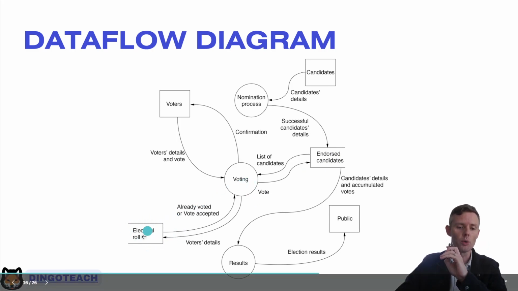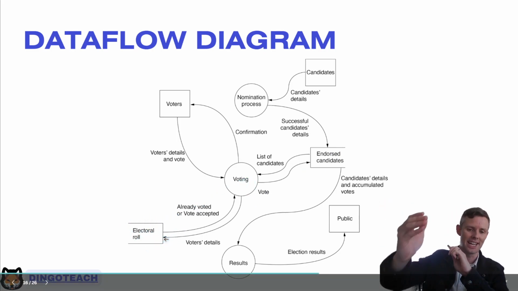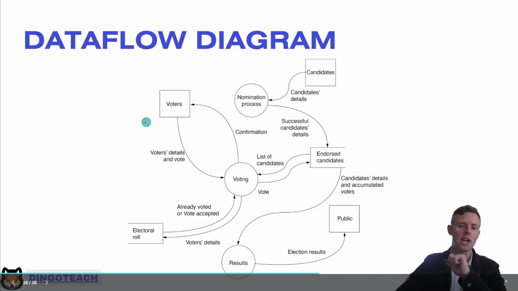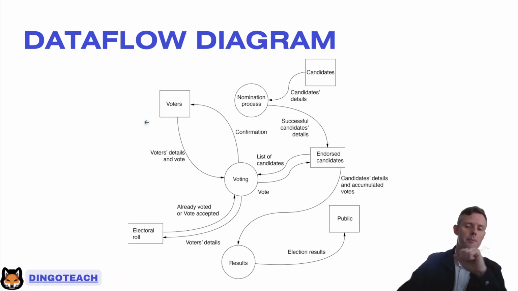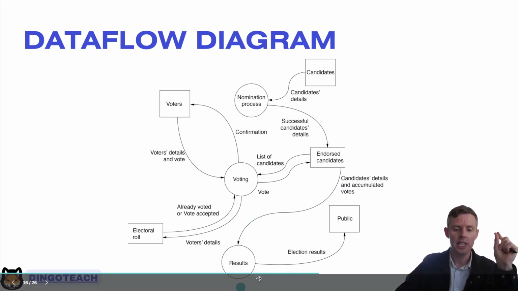And then there is an electoral roll, so in other words, where the voters' details are stored to say this voter has voted or not. And the result is sent back here, which goes back to the user as confirmation. You're going to see that a lot. And then the last thing we've got is all the details and the votes are brought together into this results process, which is sent to the public.